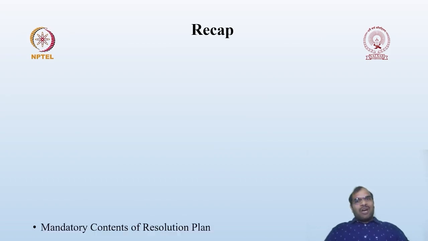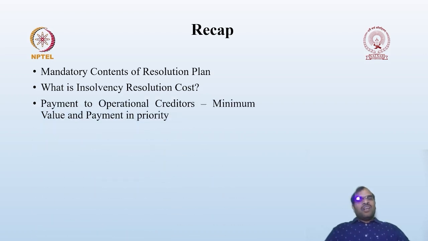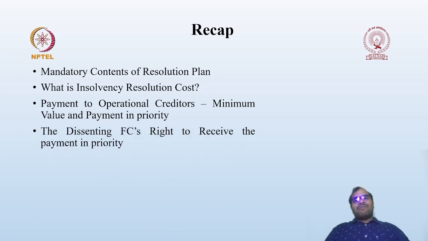So let us recap what we have discussed in this class. We have discussed the mandatory contents of a resolution plan: what should be there in the resolution plan. Then we discussed what is considered to be insolvency resolution cost. Then payment to operational creditors: when making the payment, you are supposed to consider the concept of minimum value and payment in priority. If a financial creditor is a dissenting financial creditor, that means he has not approved the resolution plan, he also has a right to receive payment in priority.